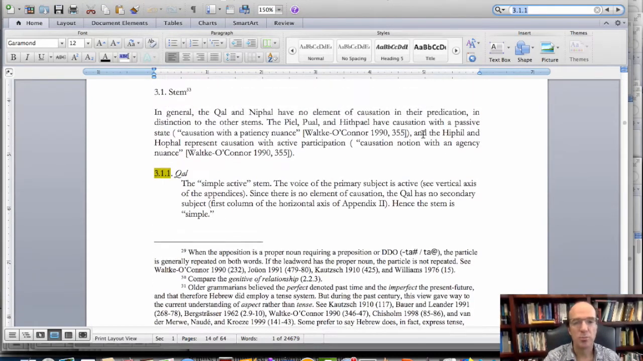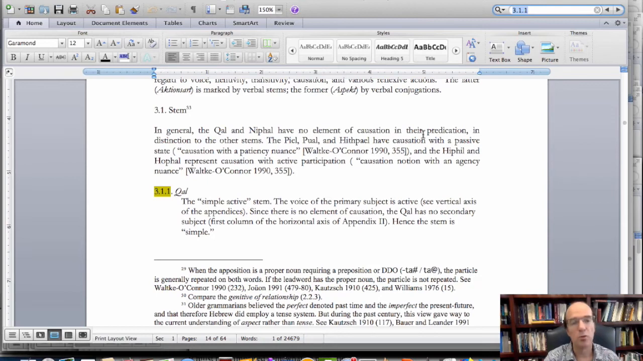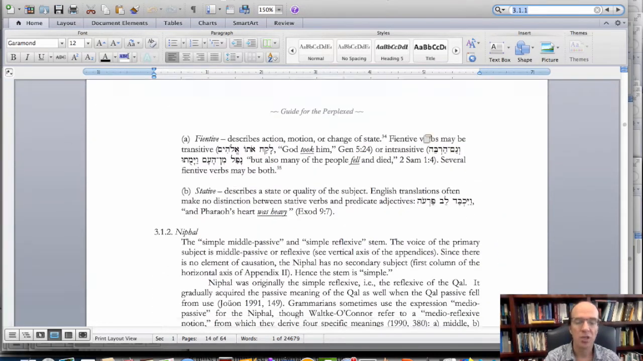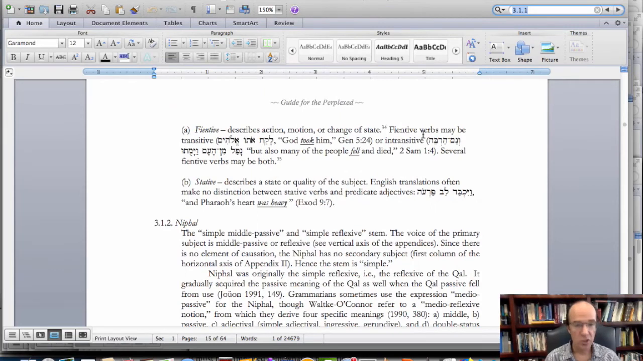Now, the Qal stem is your basic stem. Again, you can review the Hebrew review chapter where I lay out all the stems. You can look at the appendix in the back of Arnold Choi that gives you a nice chart that shows you the various verb stems or binyanim. But the Qal stem essentially functions in two ways. It's used of basic action, fientive verbs, which is a fancy way of saying action verbs, or stative verbs, which describe a quality. And in English, stative verbs sound more like adjectives. Like in the example right here, Pharaoh's heart was heavy. Heavy is just an adjective in English.